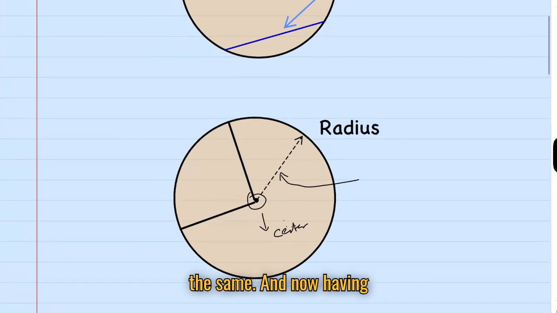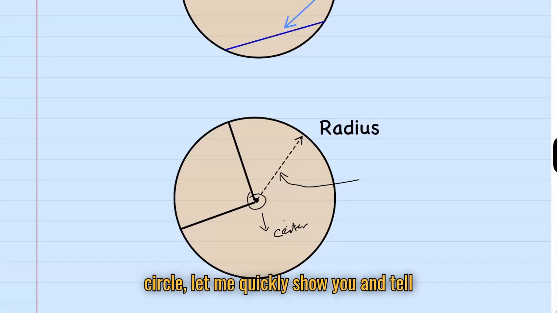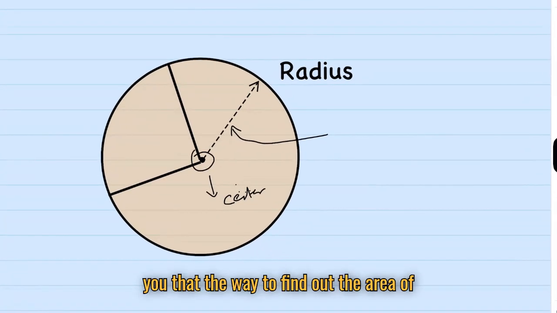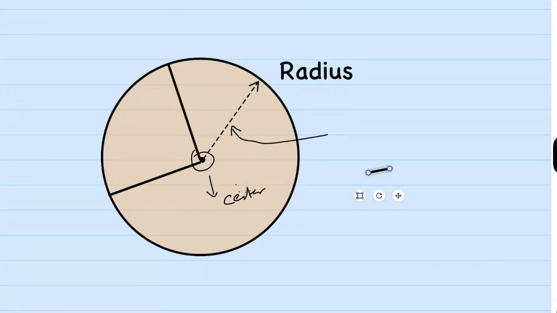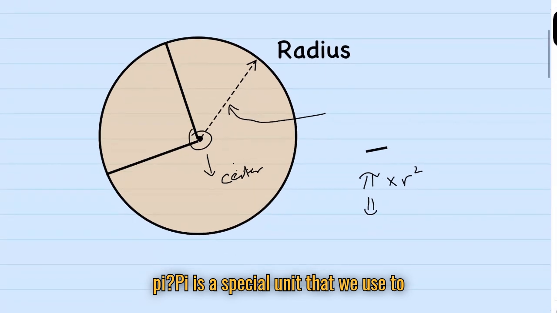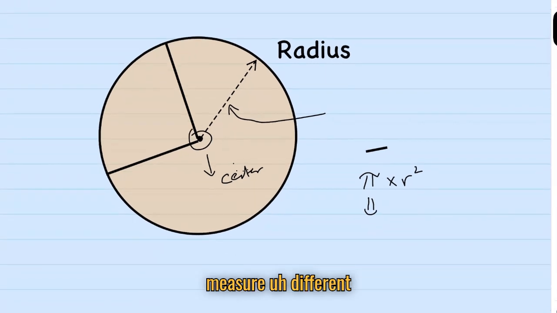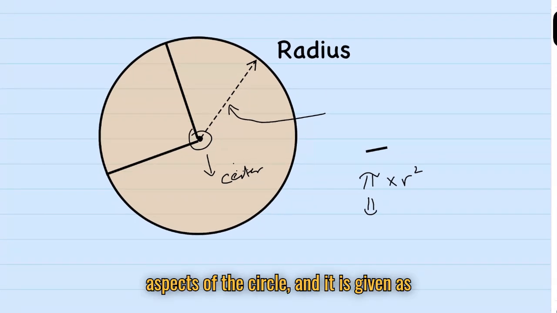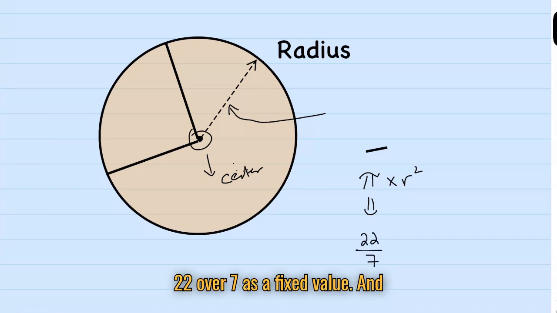And now, having told you all those properties of a circle, let me quickly show you that the way to find out the area of the circle is pi times the radius squared. What is pi? Pi is a special unit that we use to measure different aspects of a circle, and it is given as 22 over 7 as a fixed value.